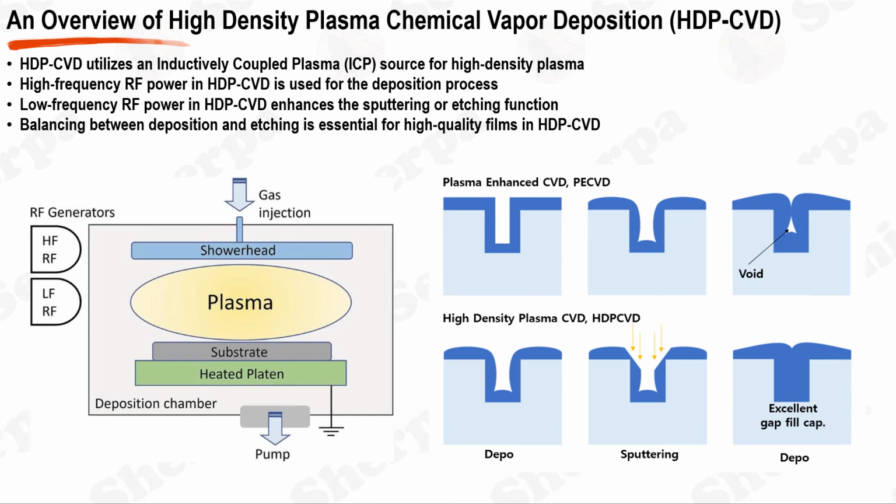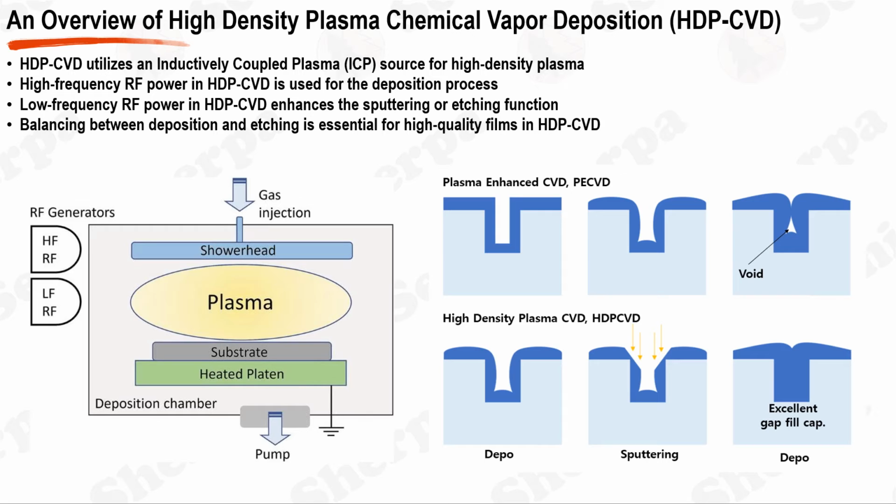High-Density Plasma Chemical Vapor Deposition, HDP-CVD, is a specialized variant of Plasma-Enhanced Chemical Vapor Deposition, PECVD, that employs a high-density plasma source to enhance thin film properties compared to traditional PECVD. One key difference between PECVD and HDP-CVD is the type of plasma source used. PECVD typically uses a capacitively coupled plasma, CCP, source, while HDP-CVD utilizes an inductively coupled plasma, ICP, source. The ICP source allows for higher plasma density, hence the term high-density plasma.